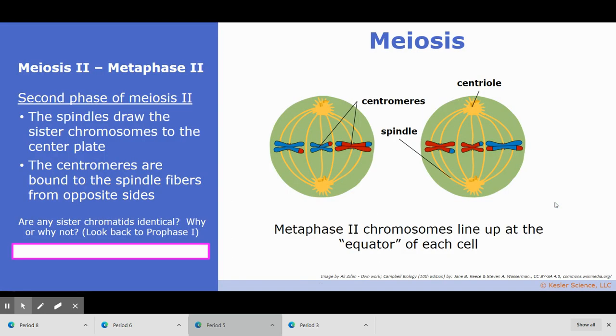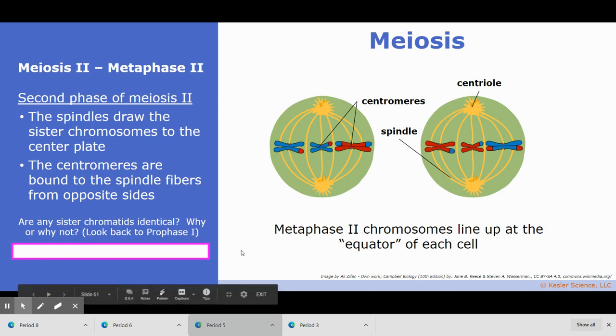Metaphase 2, this is where it looks similar to mitosis. The sister chromatids are now lined up in the middle. The centromeres are attached to the spindle fibers from the centrioles. And here's a question for you to answer. Are any sister chromatids identical? Why or why not? So I'll let you pause the video and answer this question. Take a good look at the picture.